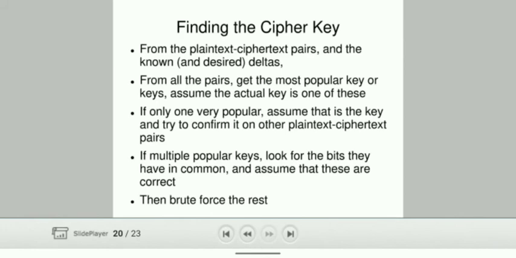From the plaintext-ciphertext pairs and the known deltas, from all the pairs get the most popular key or keys. Assume the actual key is one of these. If only one is very popular, assume that is the key and try to confirm it on other plaintext-ciphertext pairs. If there are multiple popular keys, look for the bits they have in common and assume that these are correct, then brute force the rest.